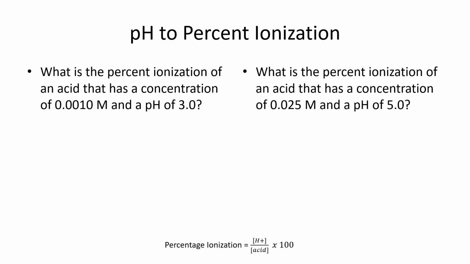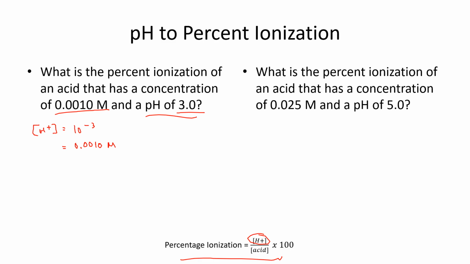Okay, so let's go the other way and see if we can figure out which one is the strong and which one is the weak one. So it says, what is the percent ionization of an acid that has a concentration of 0.001 moles per liter and a pH of 3? Well, we got our relationship down here, so we need the concentration of hydrogen ions, which we can get from that, right? So our hydrogen ion concentration is going to be 10 to the negative 3, and that's going to be 0.001 moles per liter.